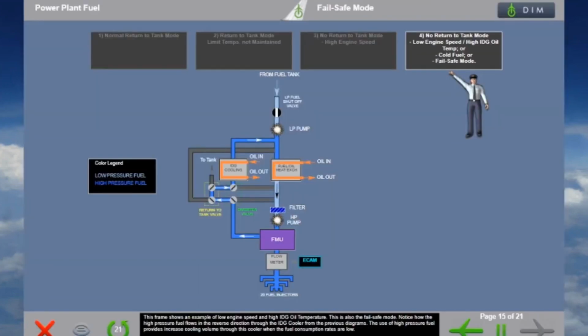This frame shows an example of low engine speed and high IDG oil temperature. This is also the fail-safe mode. Notice how the high-pressure fuel flows in the reverse direction through the IDG cooler from the previous diagrams. The use of high-pressure fuel provides increased cooling volume through this cooler when the fuel consumption rates are low.